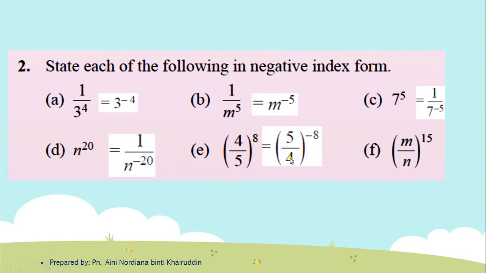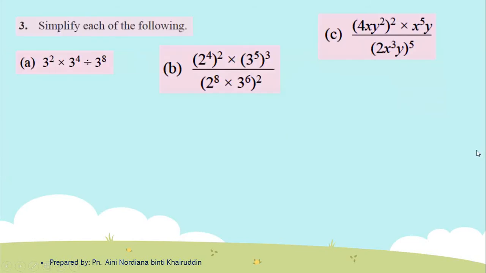So 5 over 4 to the power of negative 8. For F, change the position, change the sign of index. So n over m to the power of negative 15.